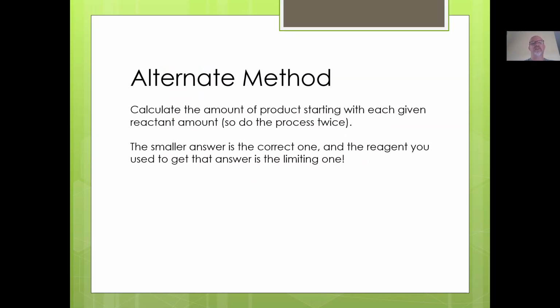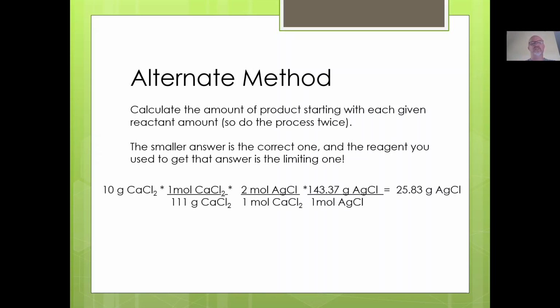So the alternate method is just to do the three-step stoich with each of the things you start with. So you do it twice, once for each of the reagents. And the smaller of the two final answers you get is the actual product amount, your theoretical yield, as we'll learn very shortly. And therefore the thing you start with to get that will be your limiting reagent.